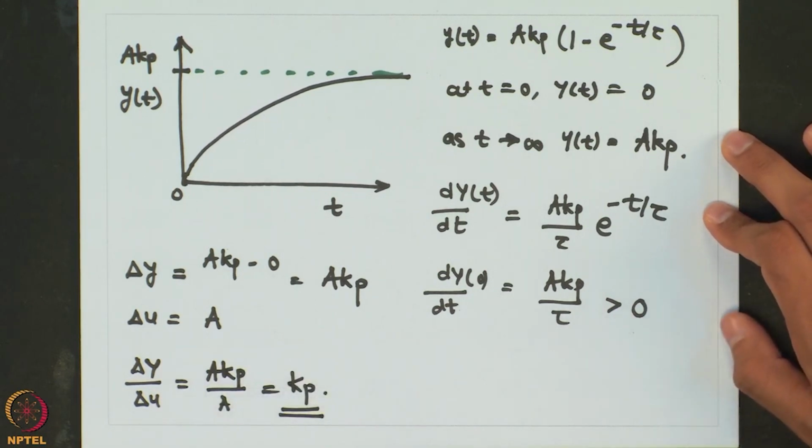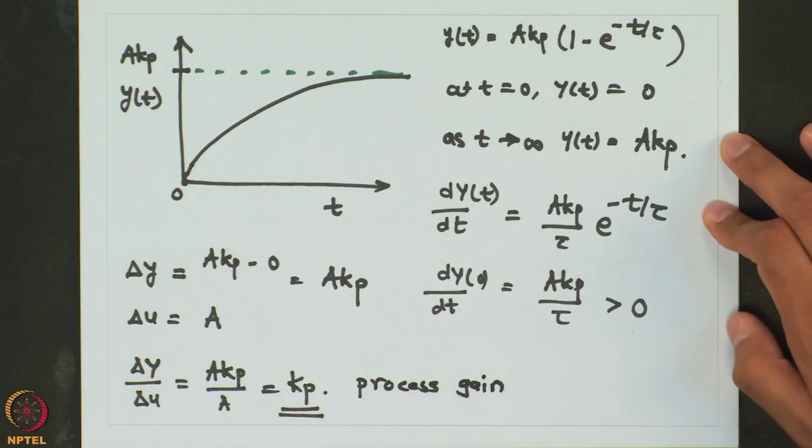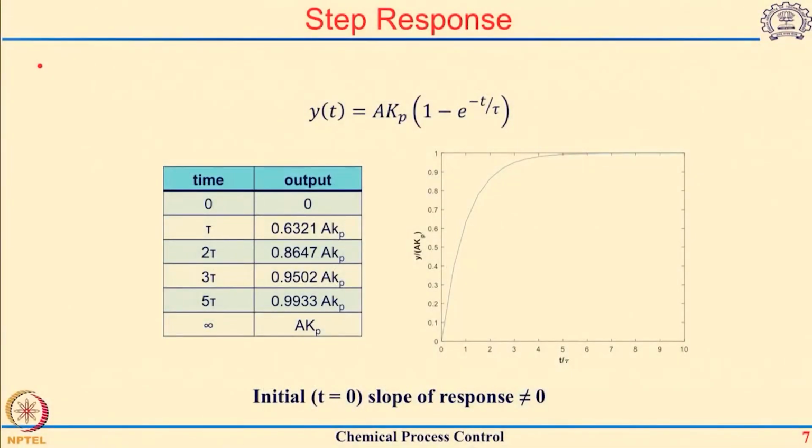So, Kp represents how much the effect of input gets magnified when we see that effect in the output, and it acts as a gain between input and output. That is why it is known as a process gain. It tells me if the input changes by 5%, then the output will change by 5% times Kp. So, that is the significance of one of the parameters of a first order system, which is the process gain.